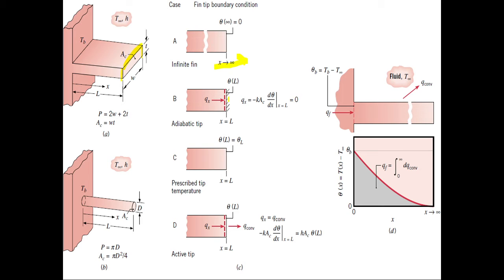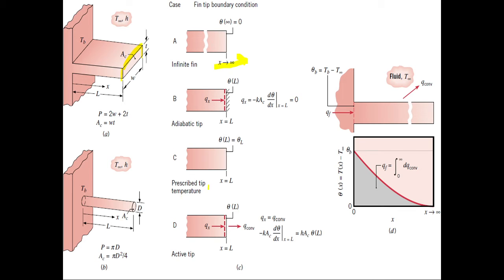And the adiabatic tip. In an adiabatic tip, heat will not transfer from one surface to another surface. So here qx equals minus k dT/dx, or d theta/dx, where theta is used in place of T, and that equals 0, because in an adiabatic tip q becomes 0, that is, q will not transfer.